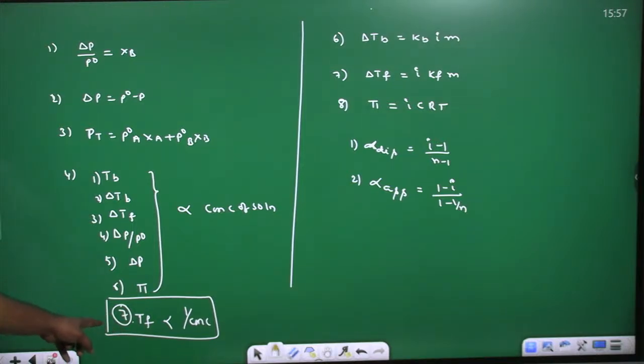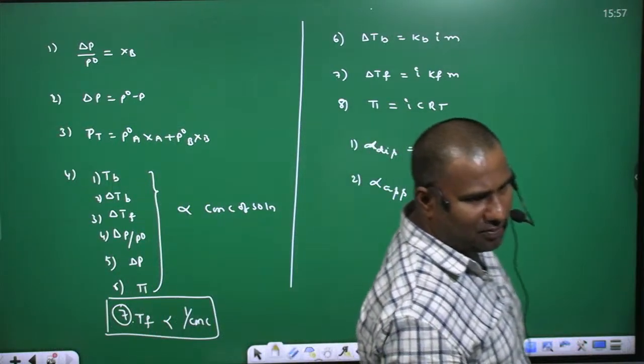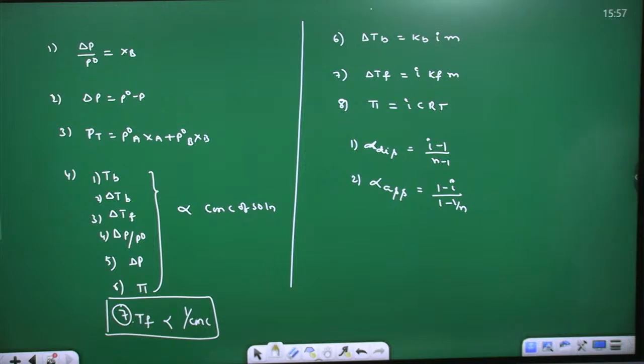Last one: freezing point of solution is directly proportional to concentration, because that is a colligative property. Colligative property is always directly proportional to concentration of solution, because colligative properties depend on the number of solute particles.